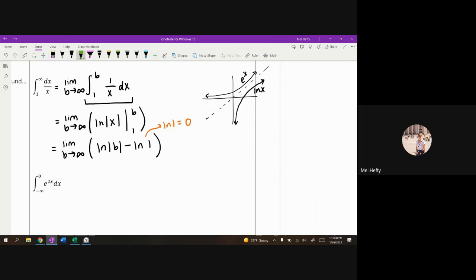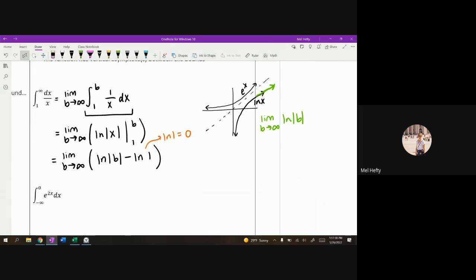If I did natural log of e to the x, I would get just x. If I did e to the natural log of x, those are those inverses. So my question now, we're trying to evaluate this first part of the limit: the limit as b approaches infinity of natural log absolute value of b. I really want to know this natural log guy right here. Where is that green arrow going? What y value is that approaching? This is a very slow growing function, natural log of x, but it does grow forever. So we will get infinity out of that limit.